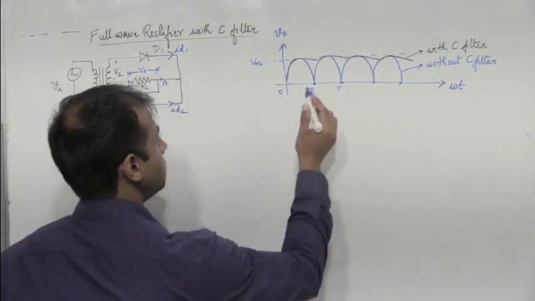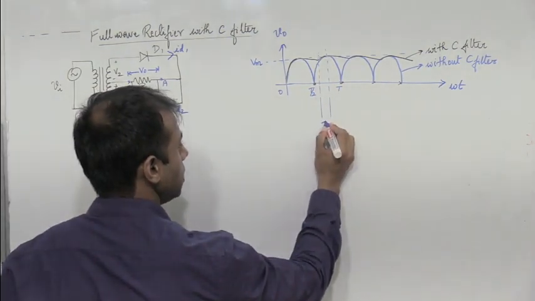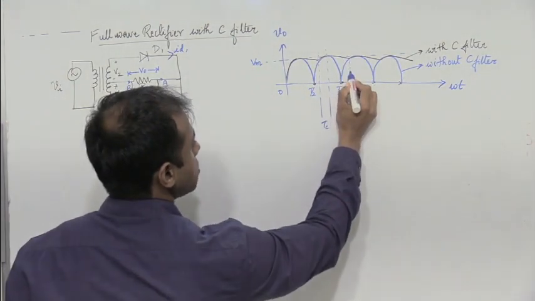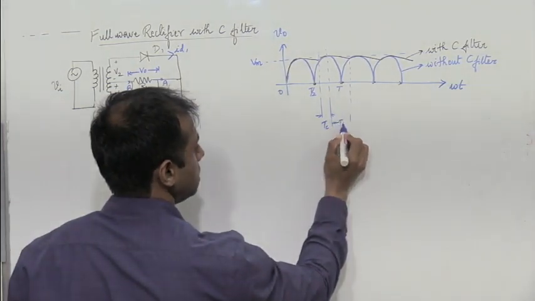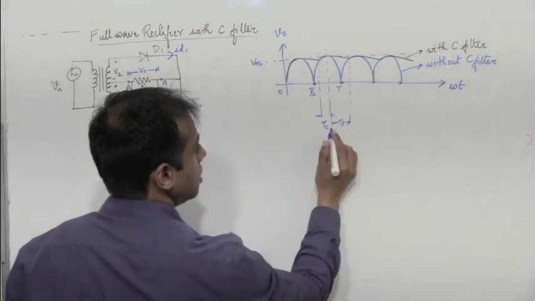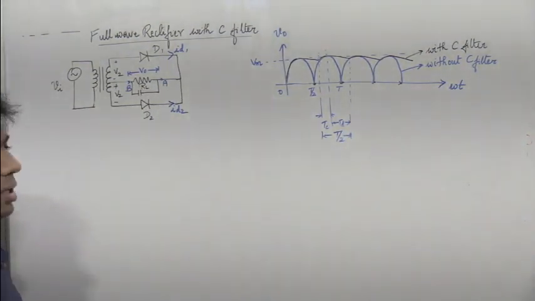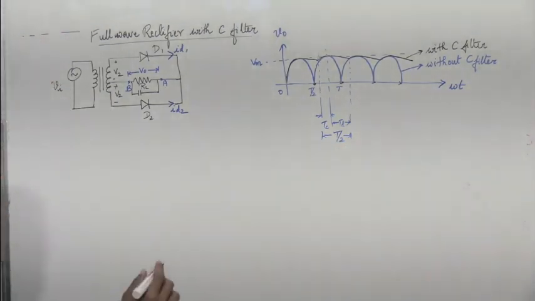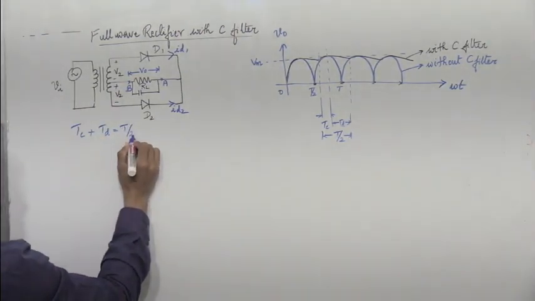So this is where the capacitor charges. Let us call this the charging time Tc, and this is where the capacitor discharges. So this time duration is Td, right? So again the capacitor charges and discharges. So this entire duration is nothing but T by 2. Right? So the time for capacitor charge and discharge is equal to T by 2.